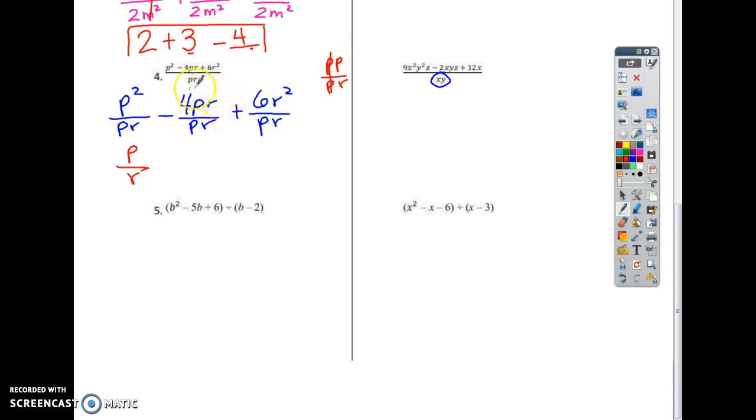What about the next one? What can I cancel? Both of them. I can cancel the p and I can cancel the r. So what do I have left over? The minus 4.